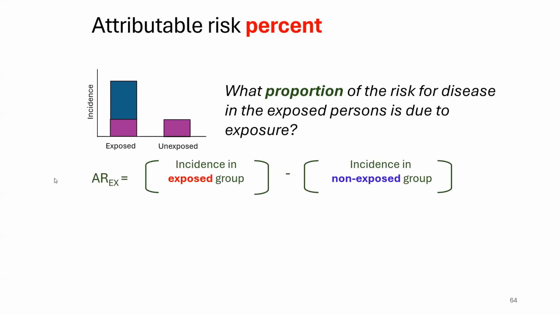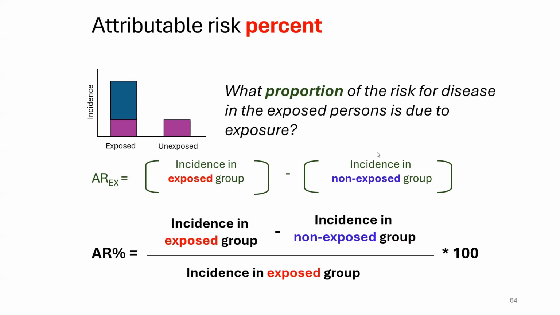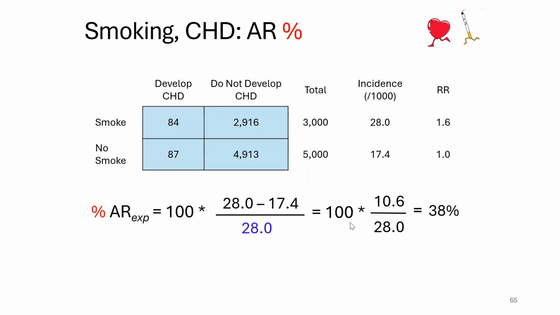So remember, we calculate our attributable risk by taking the difference between the exposed and unexposed group. To get the attributable risk percent, we calculate the risk difference and then divide it by incidence in the exposed group. And then we multiply it by 100 to get a percentage. So in our example here, we have our risk difference divided by the incidence in the exposed, multiplied by 100, and that gives us 38%.